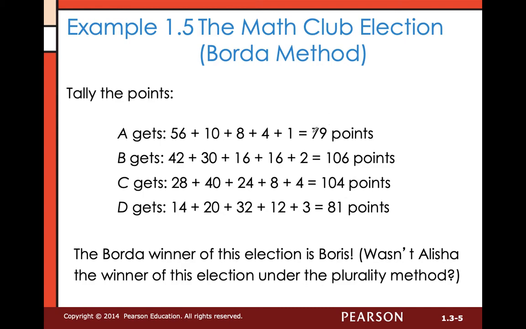What's actually interesting is that our winner for the plurality method, A, has 79 points. That is actually the lowest. The Borda winner, on the other hand, is Boris. And again, Alicia was our winner in the plurality method, which is kind of interesting, because our plurality winner ends up being in absolute last place with the Borda count method.